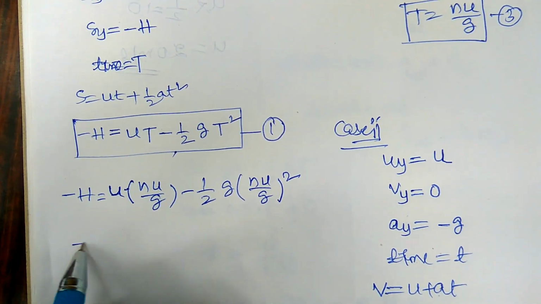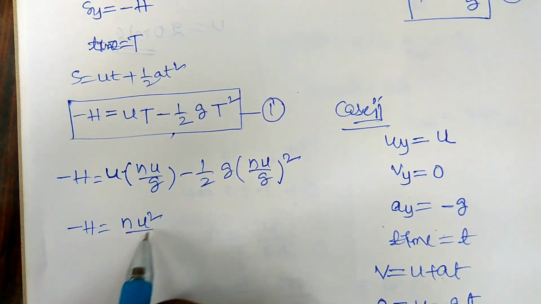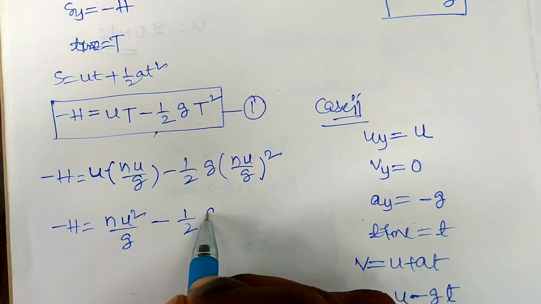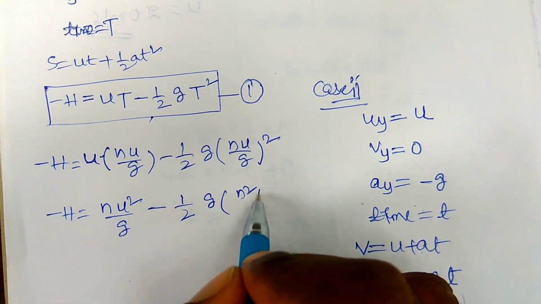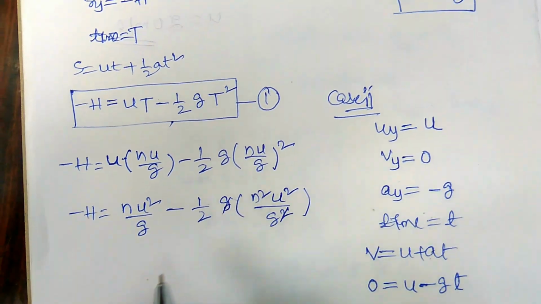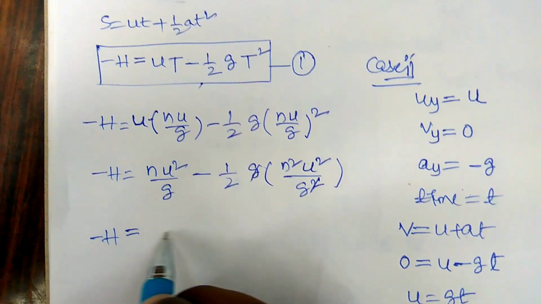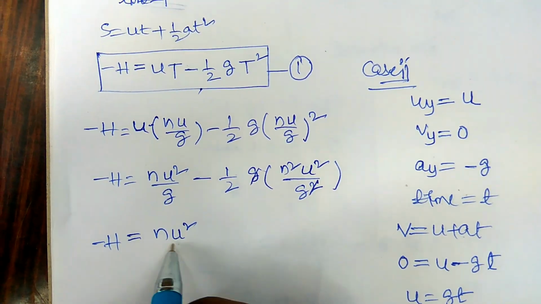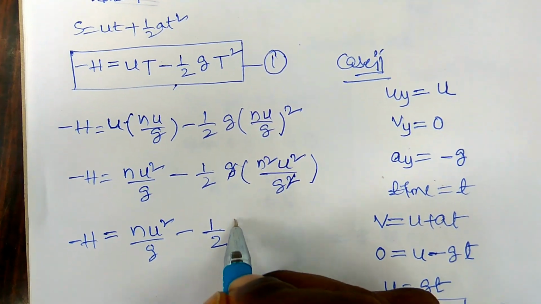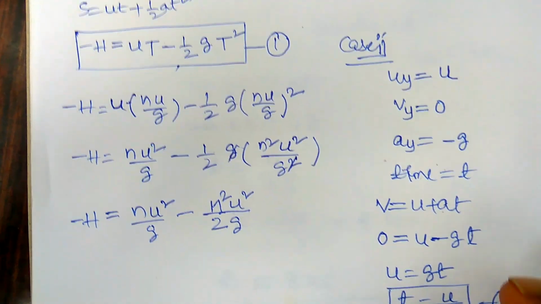So here it is minus h equals nu square by g minus 1 by 2 g into n square u square by g square. Whereas the square and g will be cancelled out, so we can write minus h equals nu square by g minus 1 by 2 n square u square by 2g.